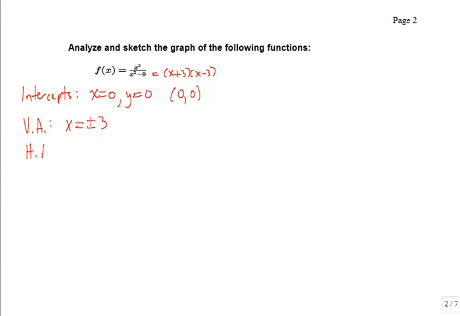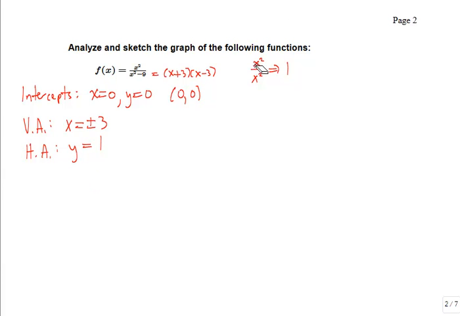And then for my horizontal asymptote, remember the definition of a horizontal asymptote is actually the limit of this function as x goes to either positive or negative infinity. But the shortcut is to just look at the dominating terms. On top, we're dominated by an x squared. On the bottom, we're dominated by an x squared, and that's going to reduce to just 1. So that means we're going to have a horizontal asymptote at y equals 1.